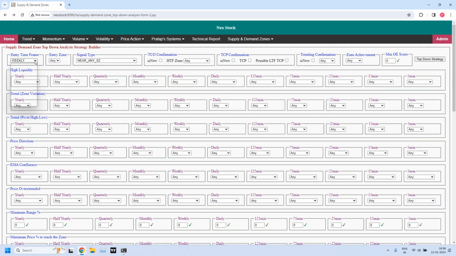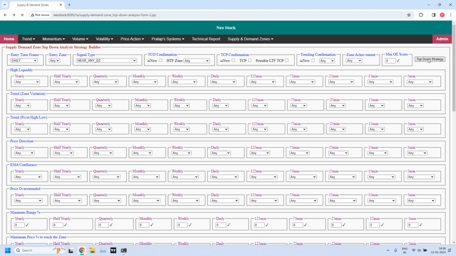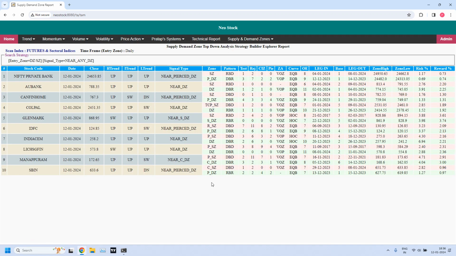Let's go back and change the time frame to daily time frame. Entry time frame is daily. Let us find the stocks near daily demand zone. So 10 stocks are filtered. So we have to identify high liquidity demand zone from this list.